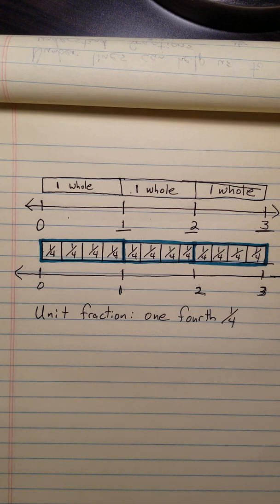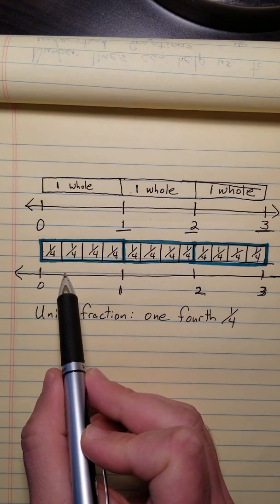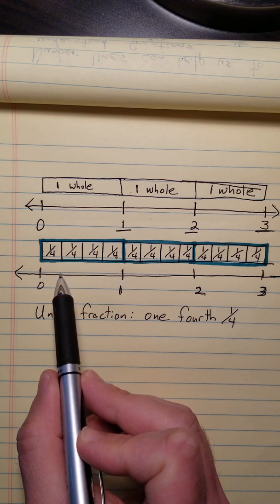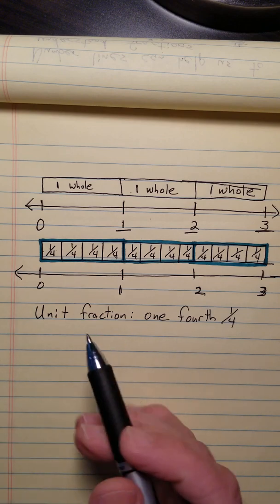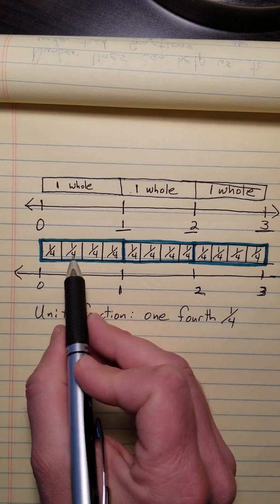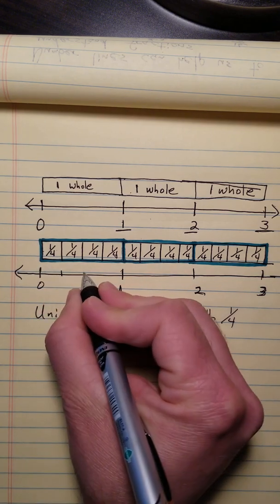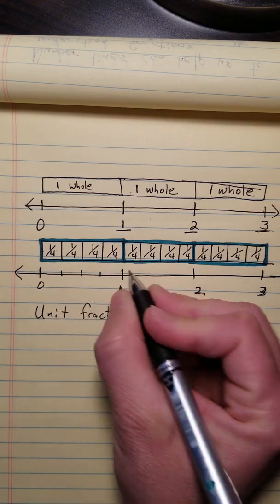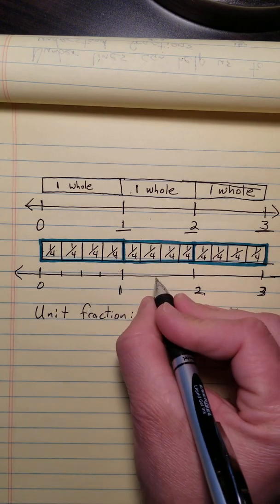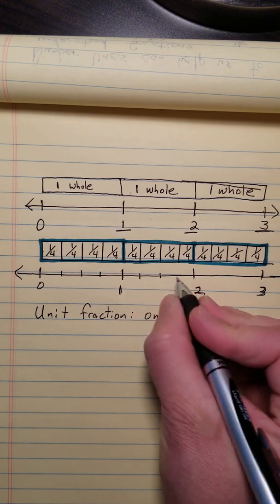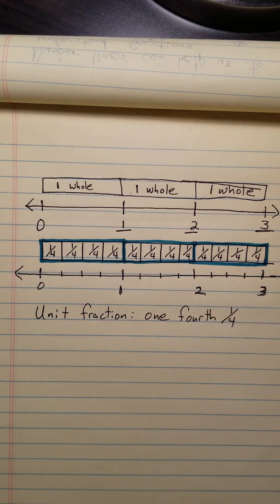Now, number lines can show fractions as well as whole numbers because it can show the parts of each whole number. All we have to do is kind of add the tick marks on the number line that represent each part of the whole number. Okay, we're just kind of dividing it further.